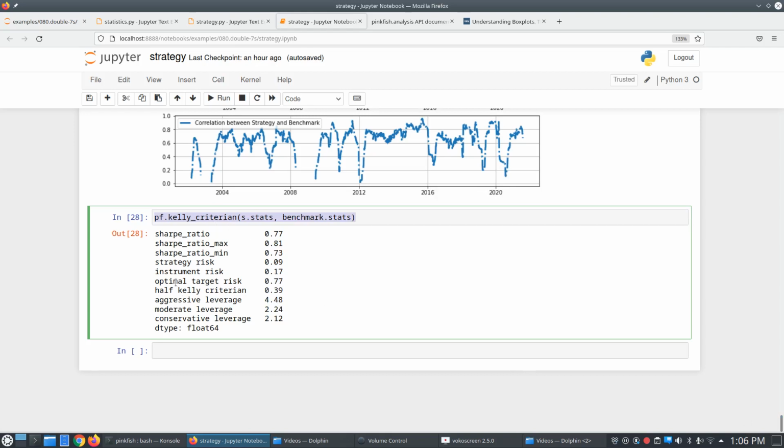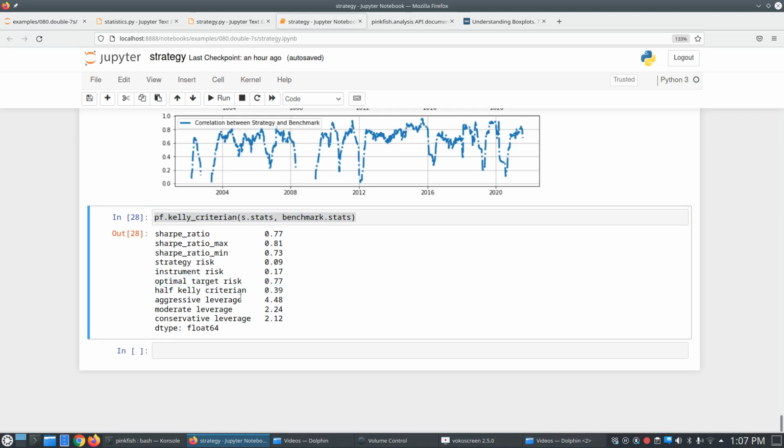So using the Sharpe ratio, we can go through and calculate very easily how much we should be leveraging. So the Kelly Criterion, you can look up videos on that explain it, but basically the optimal risk target for Kelly Criterion is the Sharpe ratio. So you can see that it's 0.77, and that's the same as the Sharpe ratio.